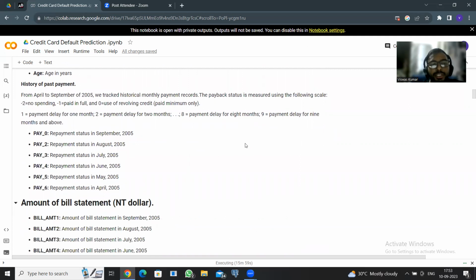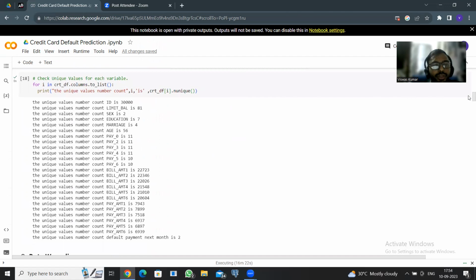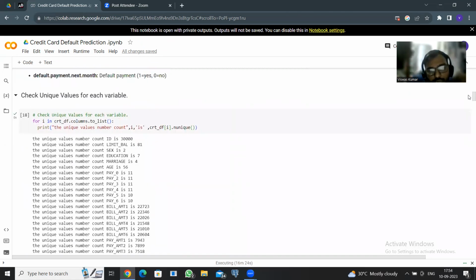Pay zero means repayment status in September. Zero means revolving credit, meaning they paid only the minimum amount within the outstanding amount, which does not include the interest amount. Minus 1 means paid in full. Minus 2 means no spending. One is for payment delay of one month. So like this, we have the data set. For unique variables, we write a function to count the unique values in our data set.